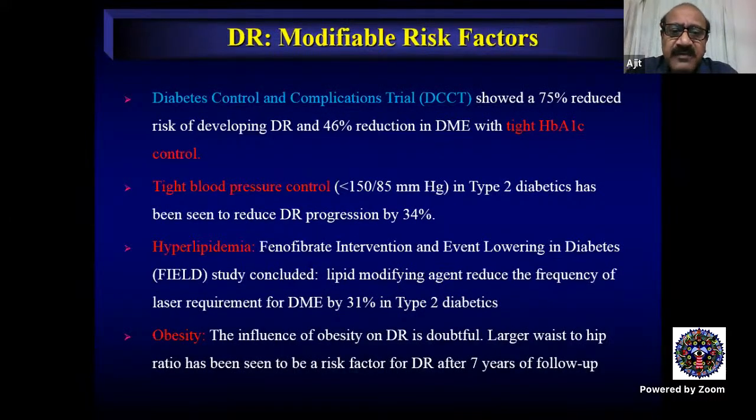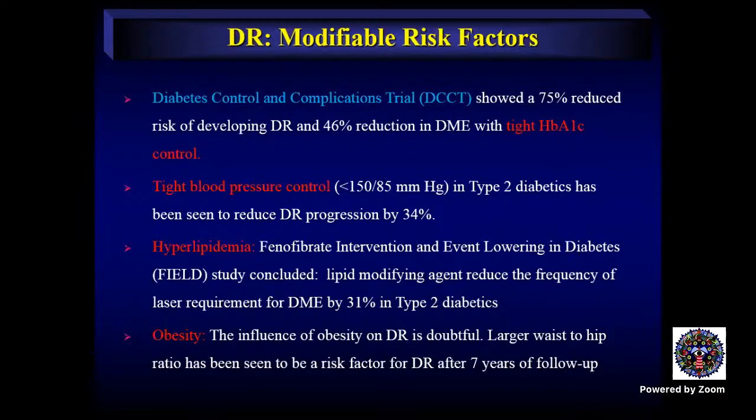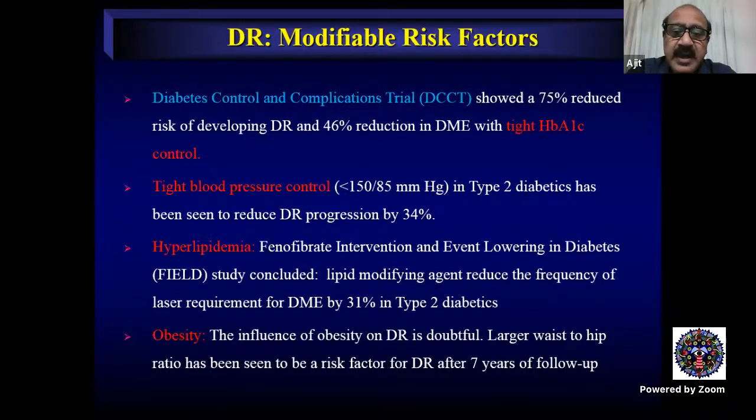And if we see the modifiable risk factors for diabetic retinopathy among diabetics, this is again very important. The DCCT trial has shown that tight control of HbA1c reduces the development of diabetic retinopathy, especially worsening of 3 or more steps. This we will deal with later on, is almost like a reduction of 75%. And tight blood pressure control again shows that there will be a 35% reduction if tight blood pressure control is done.